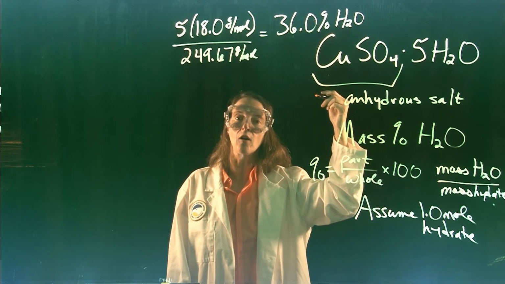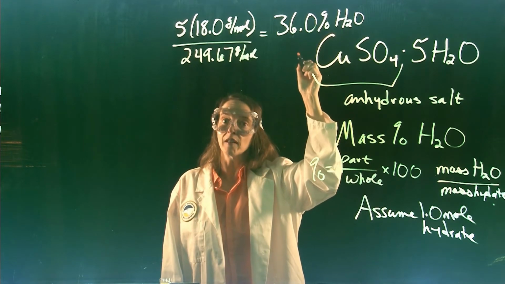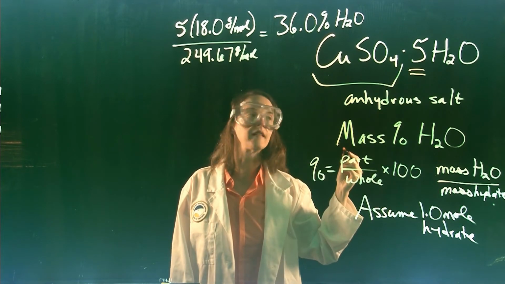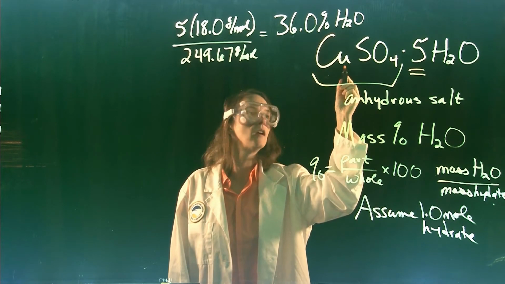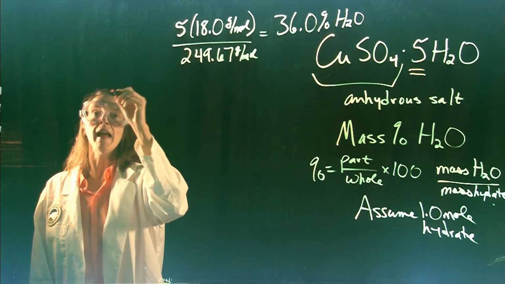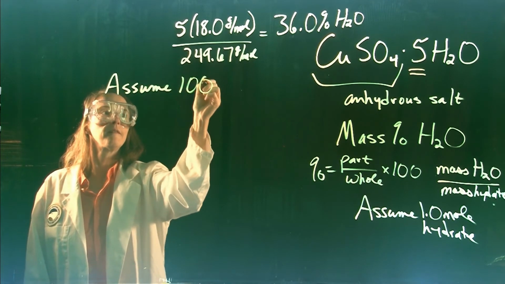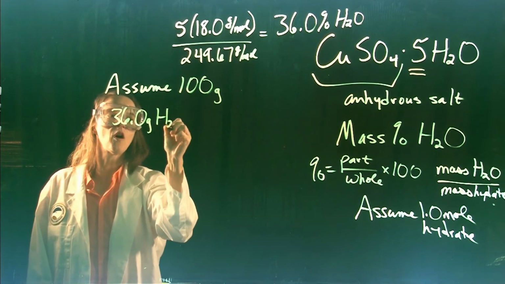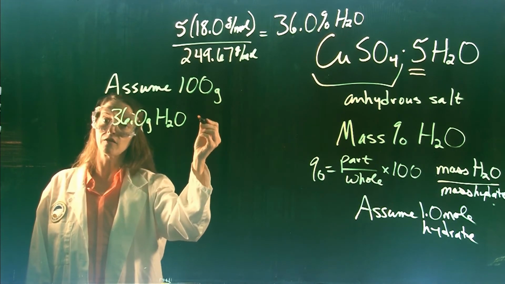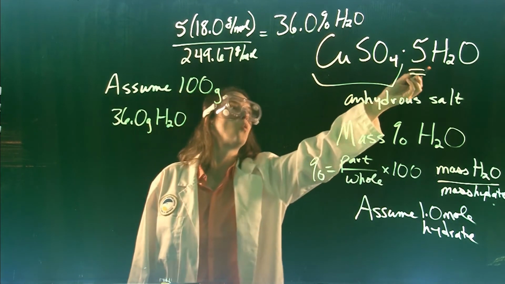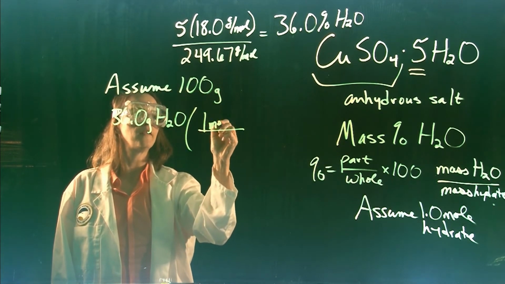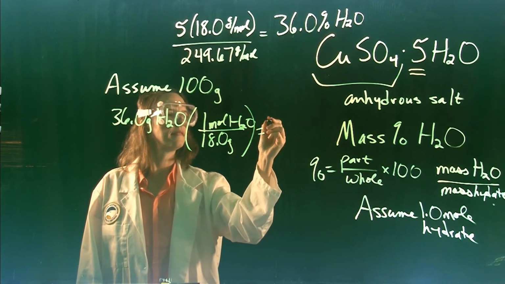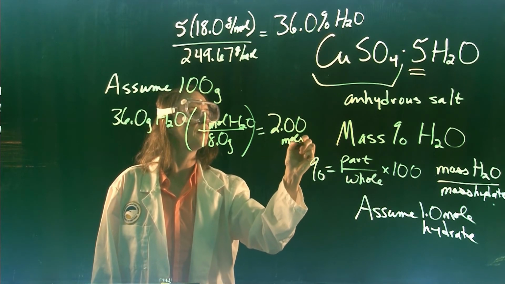Now we could turn this around and look at how knowing the percent of water will allow us to go back to the number of water molecules that are in the hydrate compared to the number of anhydrous units. If we assume now 100 grams of compound, then we would say that 36 grams would be due to water. And we can take that and convert it to moles to get the molar ratio of water to anhydrous salt. So for every 1 mole of water, there are 18 grams. That's 2 moles of water.